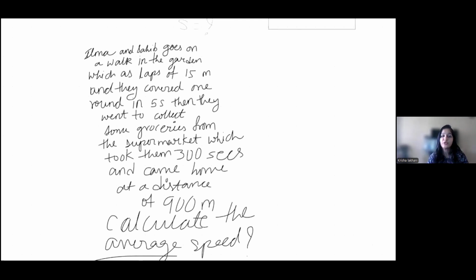Ilma and Saya go for a walk in the garden, which has laps. Laps means the rounds that you take, of 15 meters, and they covered one round in 5 seconds. Then they went to collect some groceries from the supermarket, which took them 300 seconds, and came back home at a distance of 900 meters. Calculate the average speed. Please write this question and solve it in the same way.